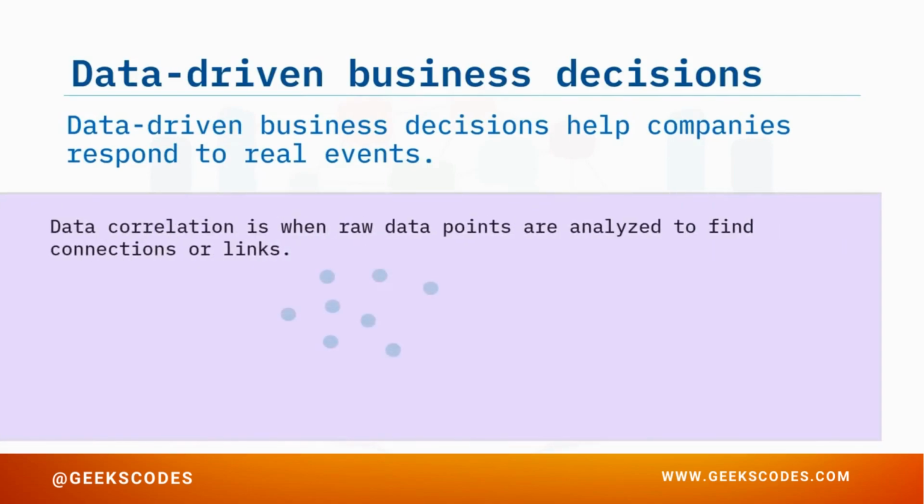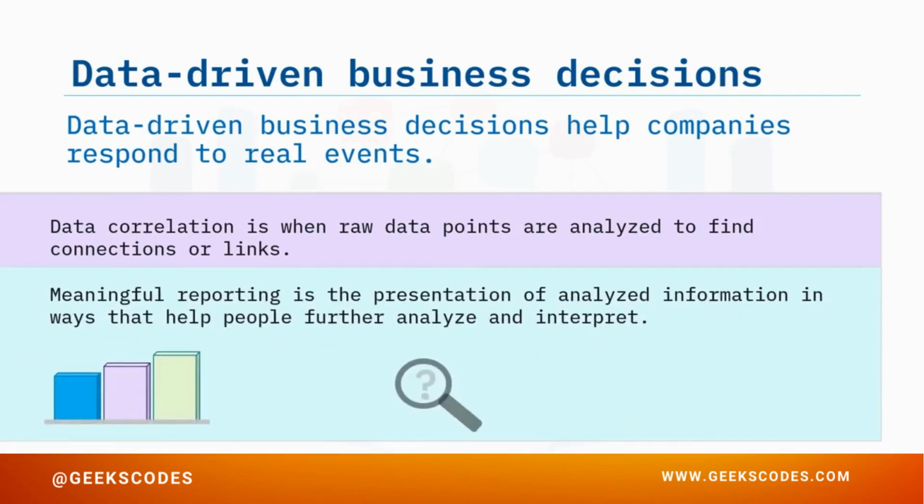Data correlation is when raw data points are analyzed to find connections or links. For example, Netflix uses tools that compare searches, views, and ratings so they can predict which movies and shows will be successful on their platform. AI and machine learning algorithms automate parts of the analysis. Meaningful reporting is the presentation of analyzed information in ways that help people further analyze and interpret. Reporting tools use captured and correlated data to provide charts, keyword search, and graphs that help companies achieve business insights.